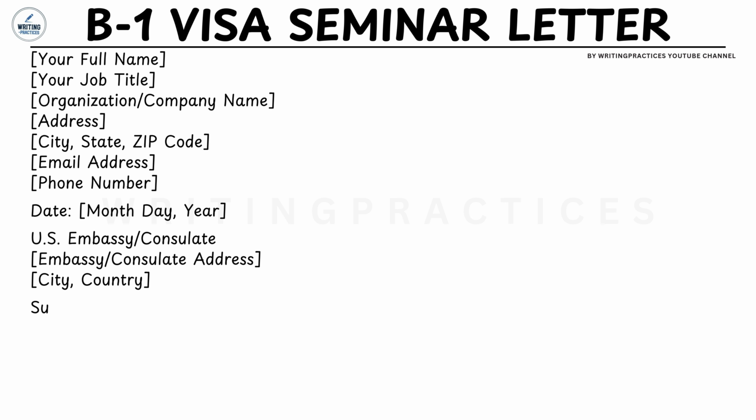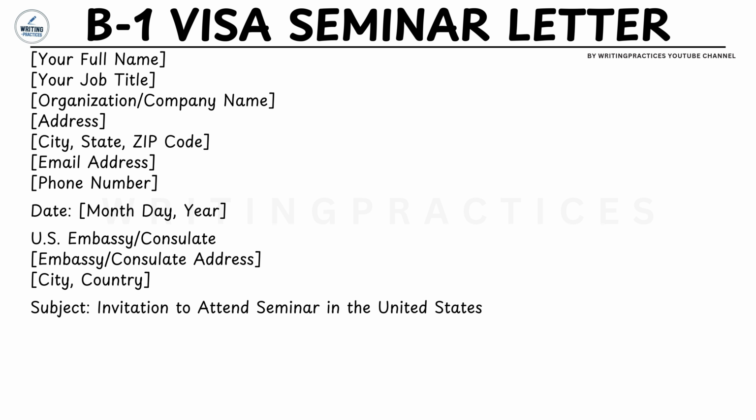Subject line. The subject line is very important in visa-related letters because it immediately tells the purpose of your request. In this template, it is: subject, invitation to attend seminar in the United States. The subject must be short, direct, and professional, so the embassy officers can instantly identify the type of request being made. Salutation. Here, you use a simple and formal greeting: Dear Sir or Madam. Since you don't know the specific officer handling the case, this neutral salutation is the most respectful option. It's polite, professional, and appropriate for government correspondence.